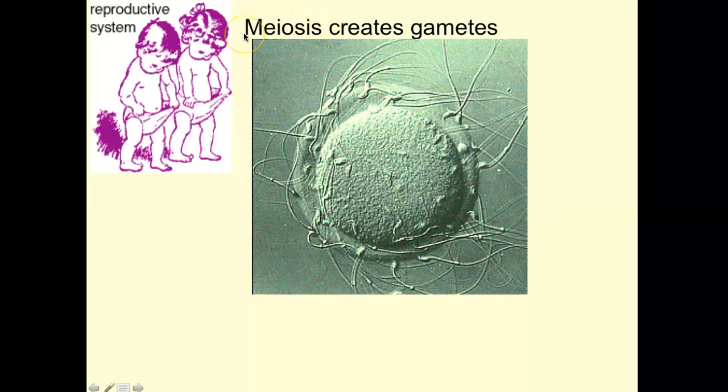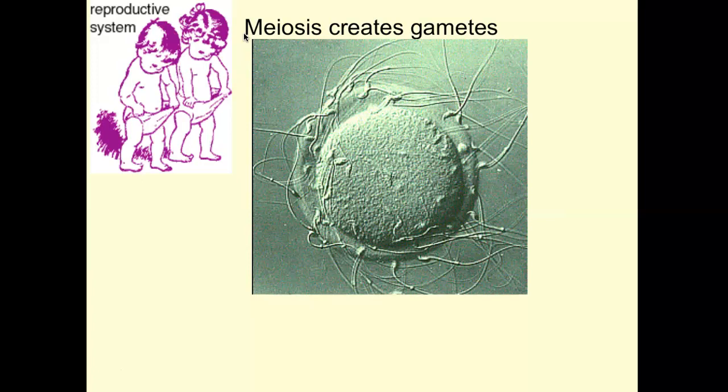So we're going to go over the meiosis that happens in the male gonad, which is the testes, and the female gonad, which are the ovaries. The word gonad refers to organs that produce these gametes. And if you remember the word haploid, gametes are haploid. They only have half the normal number of chromosomes.